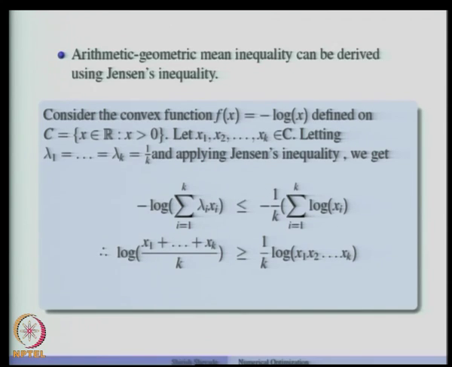If we further simplify this, what we get is the arithmetic mean on the left side and the geometric mean of those k numbers x1 to xk on the right side, and this clearly says that the arithmetic mean of those k numbers is greater than or equal to the geometric mean of those k numbers. So, this is an interesting way of proving the arithmetic geometric mean inequality using Jensen's inequality and using the fact that the function minus log x is a convex function.